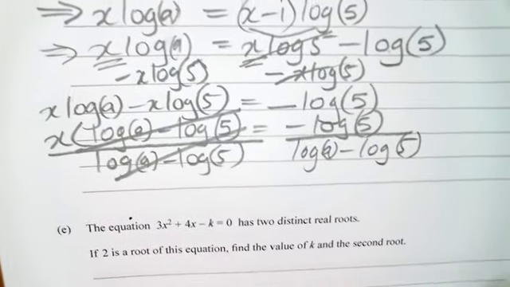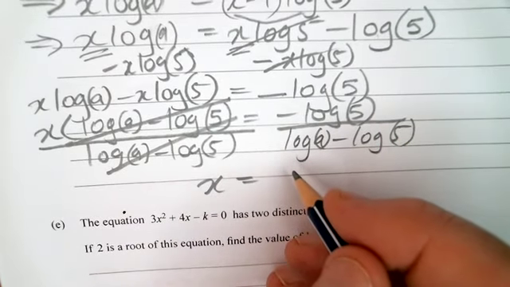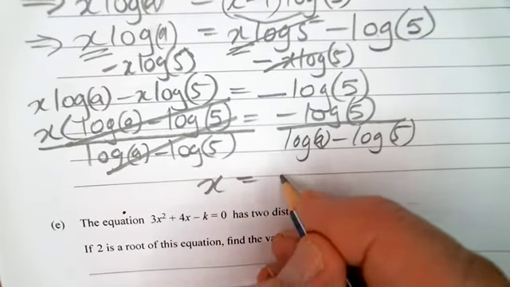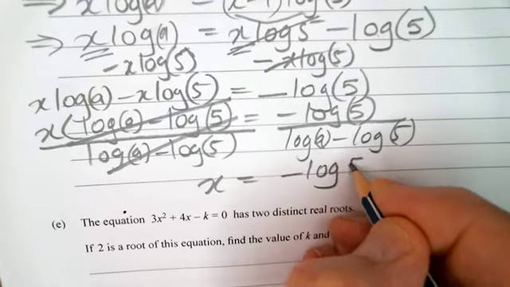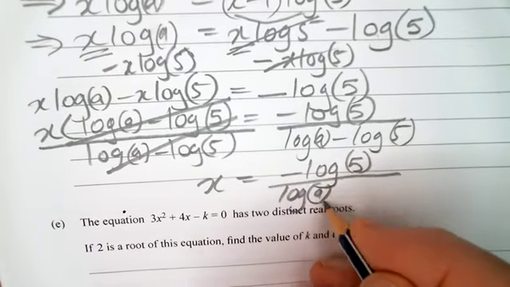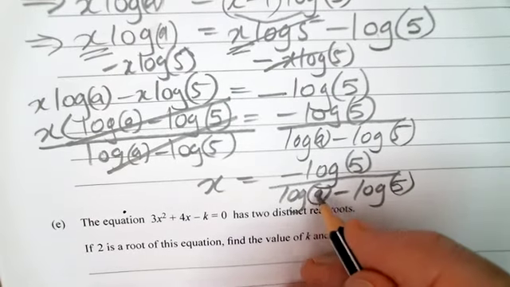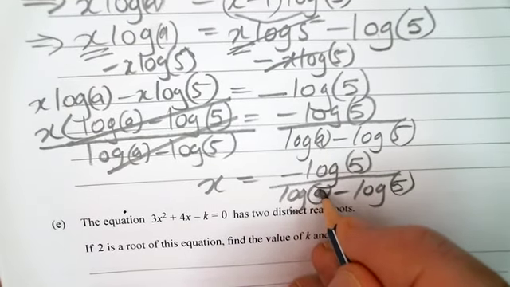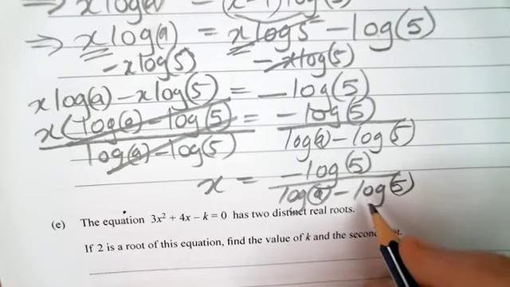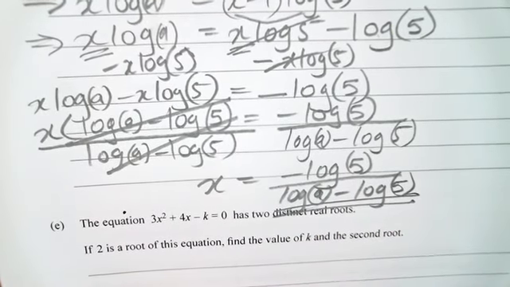And now I can say x is equal to all of this thing here, which is going to be negative log 5 over log a minus log 5. Pencil's getting a bit blunt there. That's an a, by the way. Doesn't look like an a, but it's an a. And that's how I would write my answer. Hopefully that makes sense.